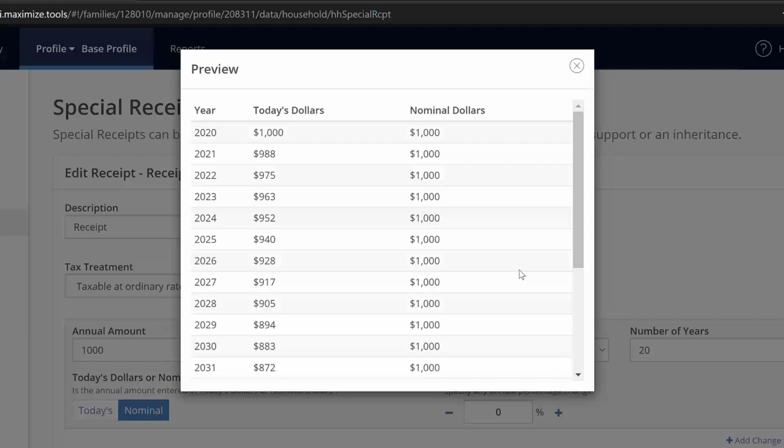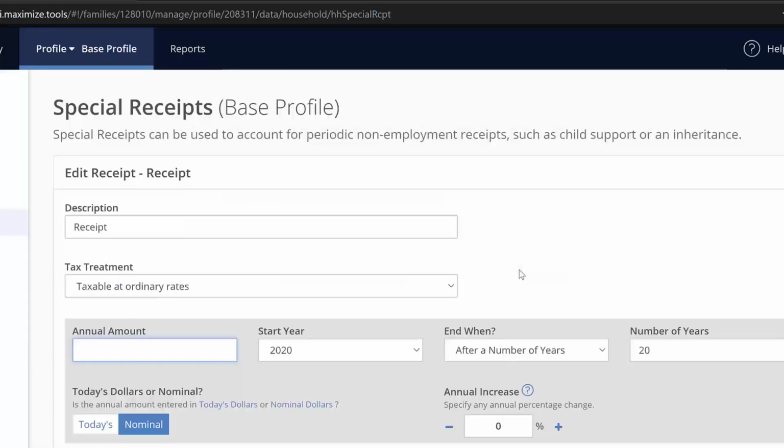So it's important to ask yourself, when you are setting up a special receipt or series of receipts, is this money getting cost of living adjusted for inflation or not? If your aunt promises you a $50,000 inheritance 10 years from now, does that mean in today's dollars or nominal dollars? Let's look at the difference.